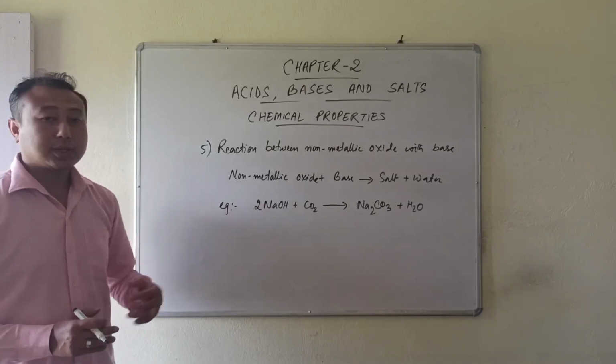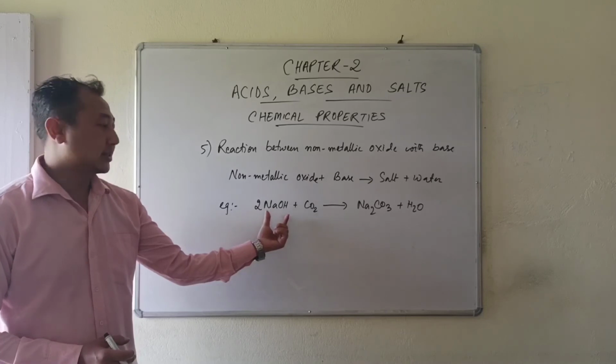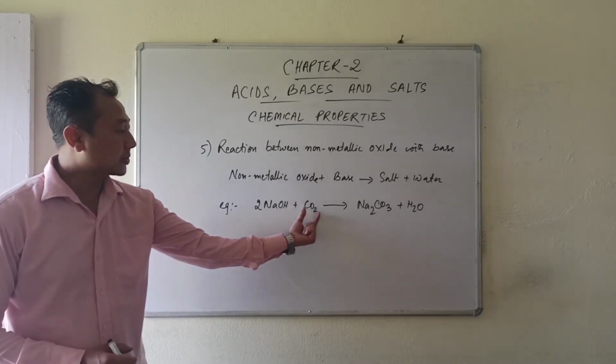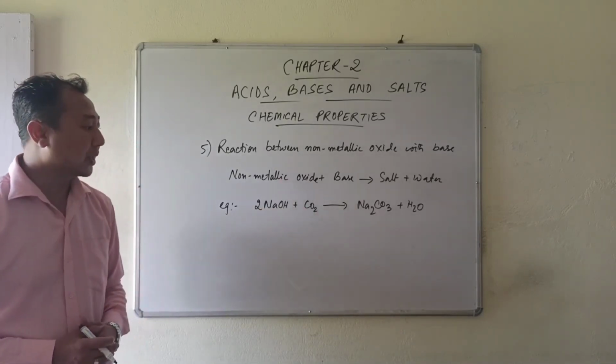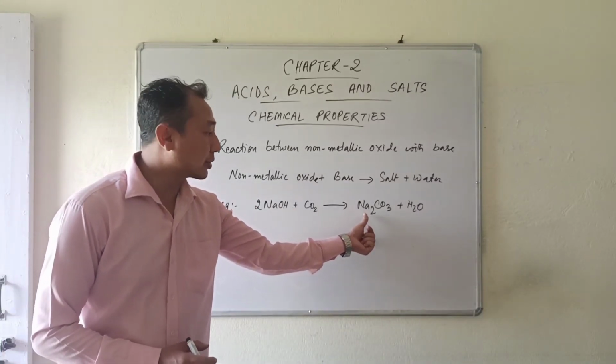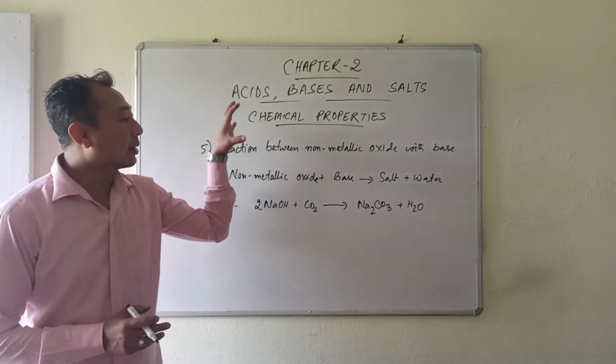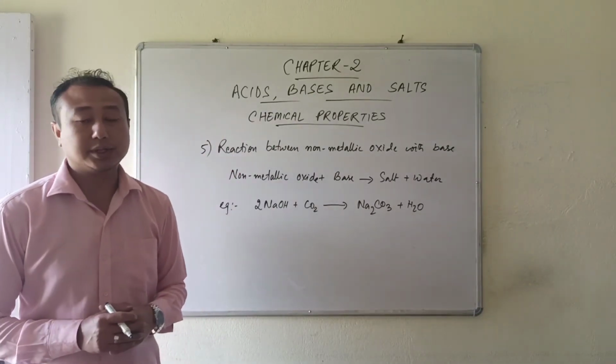So now let us see the example. Here, sodium hydroxide is the base that is taken. Carbon dioxide is the non-metallic oxide. When these two are reacted, it forms a salt which is known as sodium carbonate. Along with that, water is formed. So this is about the reaction between a non-metallic oxide and a base.